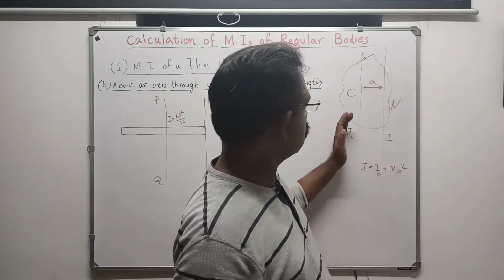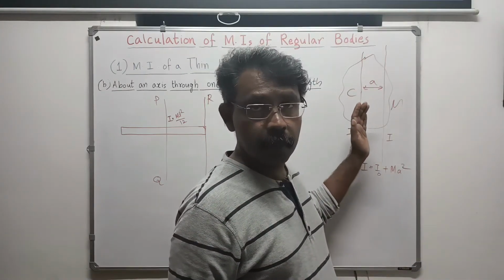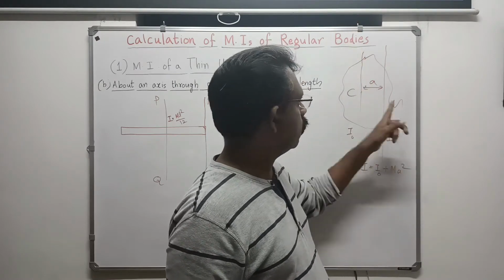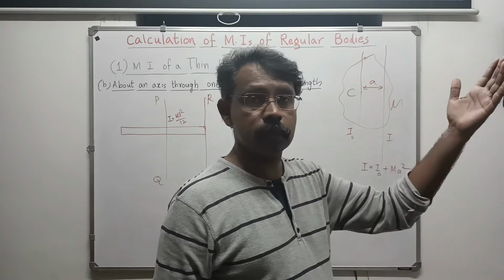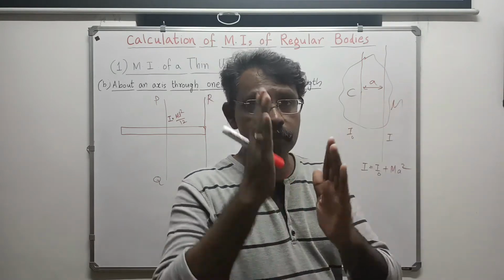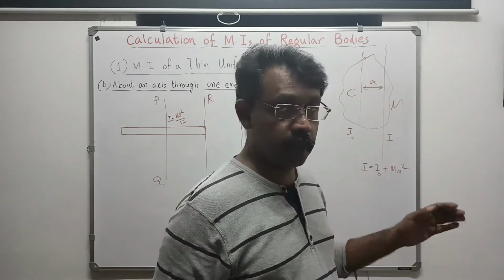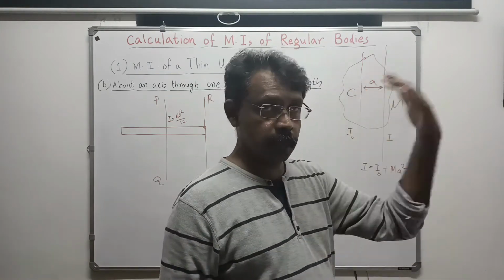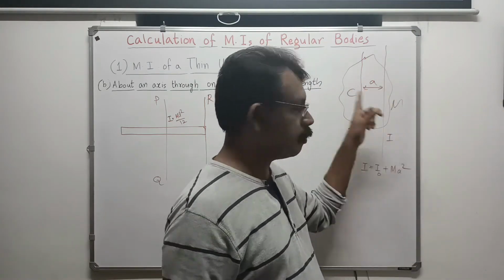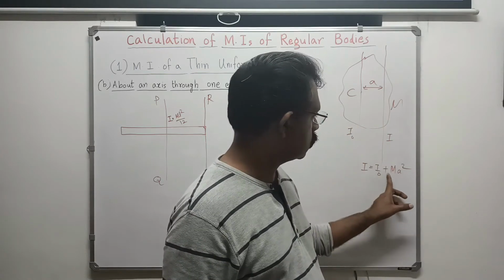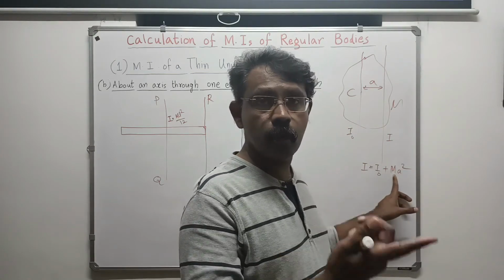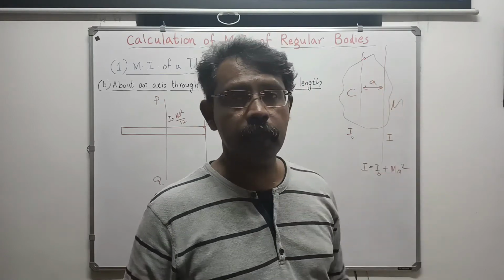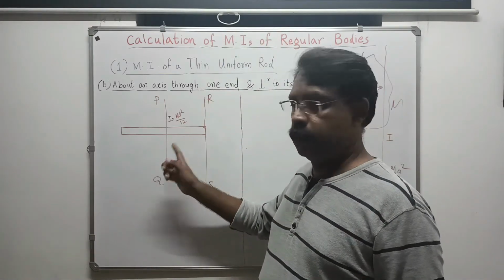So if I know the moment of inertia of the body about an axis passing through the center of mass, I can find out the moment of inertia about another axis if I know the distance between the two parallel axes. If I have a parallel axis at a distance a, I can calculate this one from this one as I0 plus the product of mass and square of the distance between the two parallel axes. This principle we can make use of here.